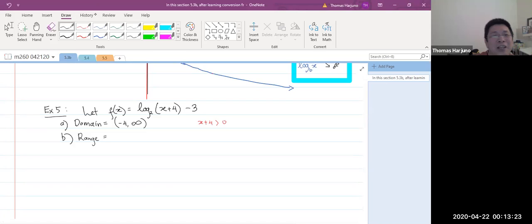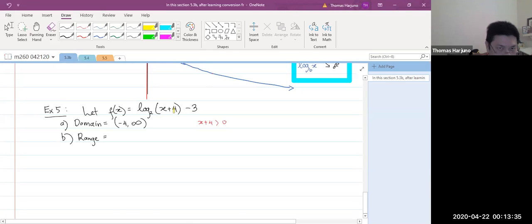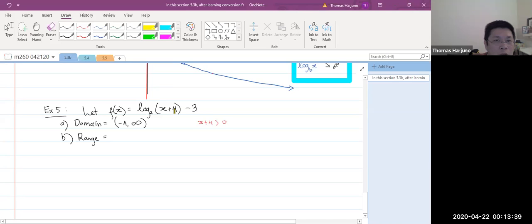No, you see that the original log function's range is already all real numbers. So when I move 4 units to the left, it doesn't change the range. And then when I move it down 3 units, because it's already all real numbers, it won't change the range either.